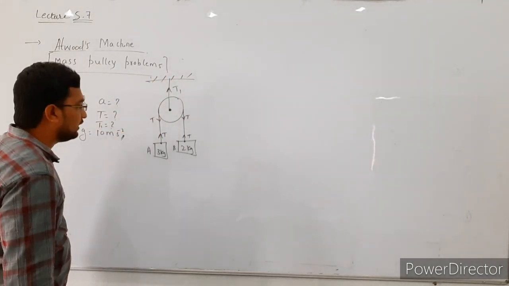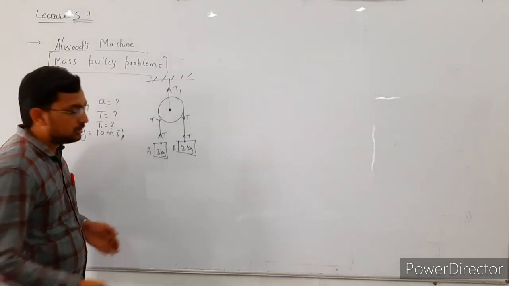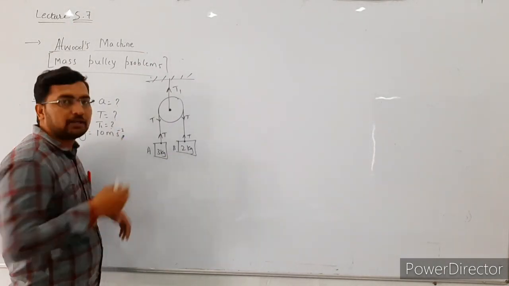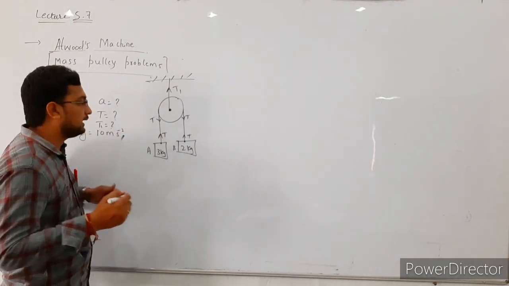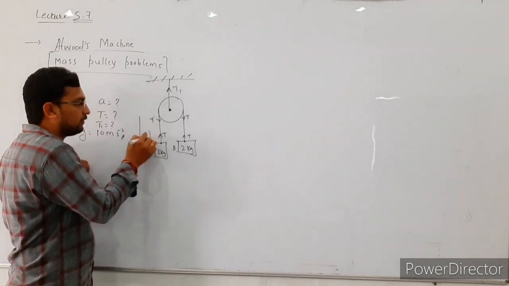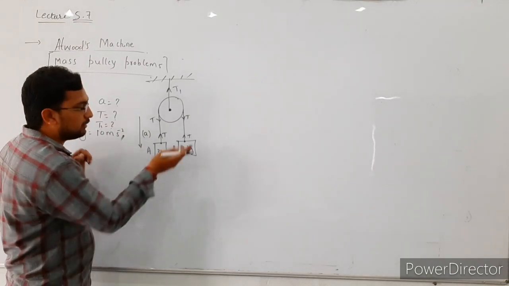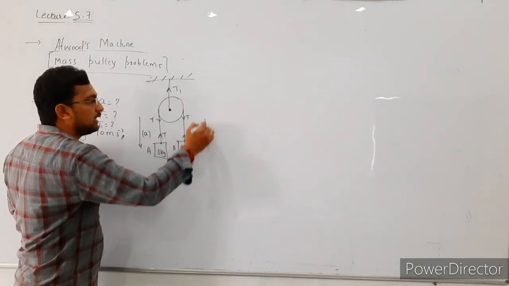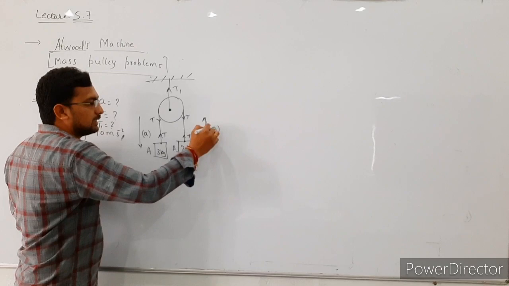Okay, the first one. Here the condition is that the mass of the first body is more than the mass of the second body. In that case, this body is moving in this direction, and this is the direction of acceleration. At the same time, this body is moving in the upward direction, and this is the direction of acceleration.